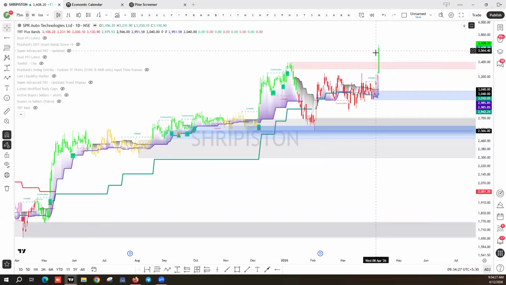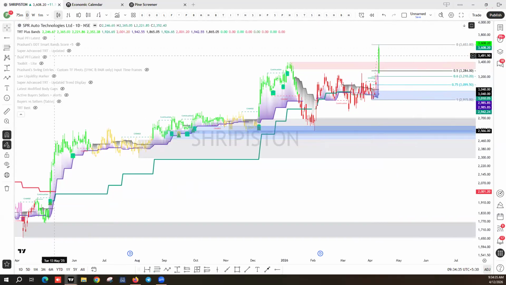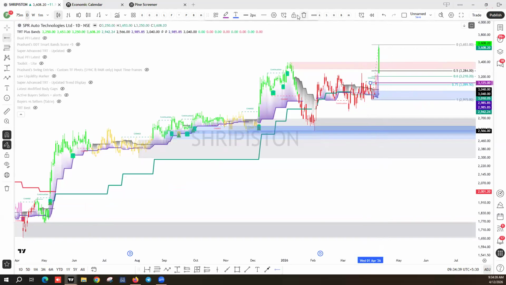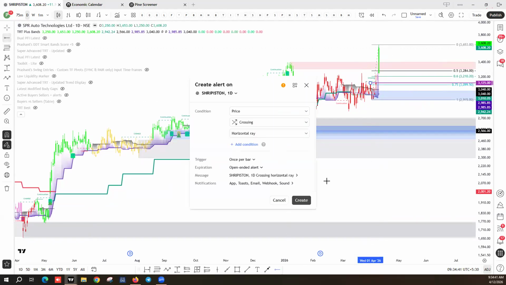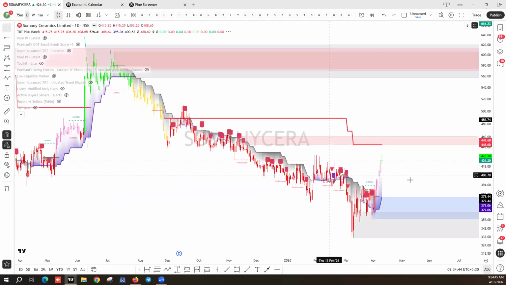This is a nice up move. Now let me plot 50, 60%, 75%. So if it comes around 3100 at that time, I will check. So Mani Ceramics turned green, it can give retracement. After that, we'll check how it behaves.